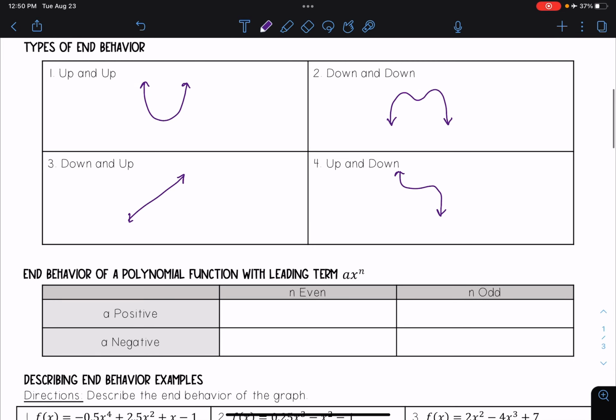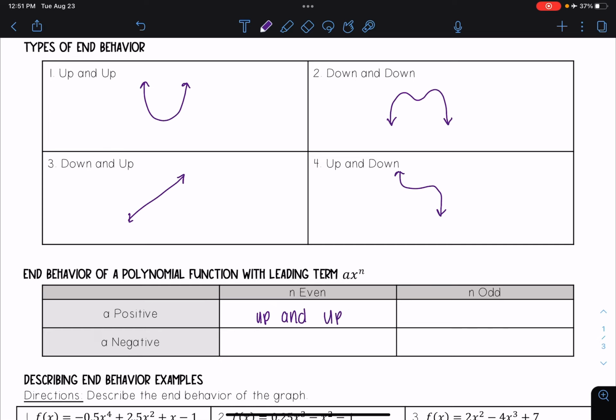And we can tell what the end behavior of a function would be based on the leading term ax to the n. And so we see n can be even or odd, a positive or negative, and whether it is one or the other, it's going to affect which type of end behavior you have. When a is positive and n is even, so the degree is even, the number in front of our leading term is positive, the end behavior here is going to be up and up.